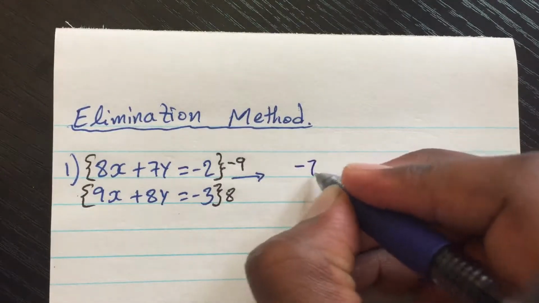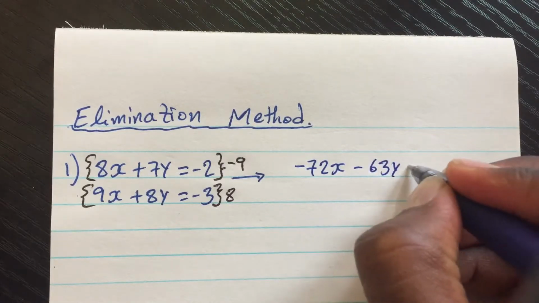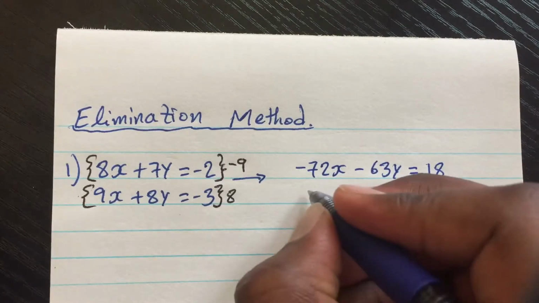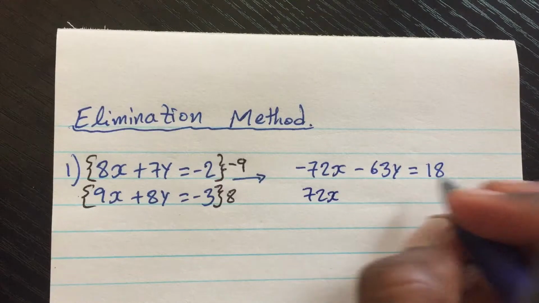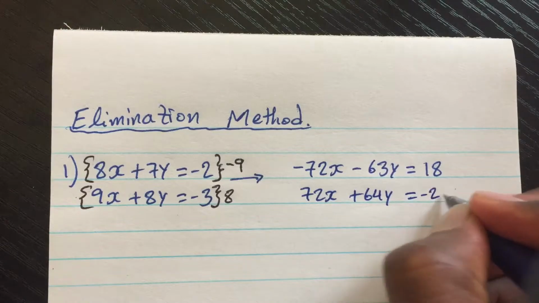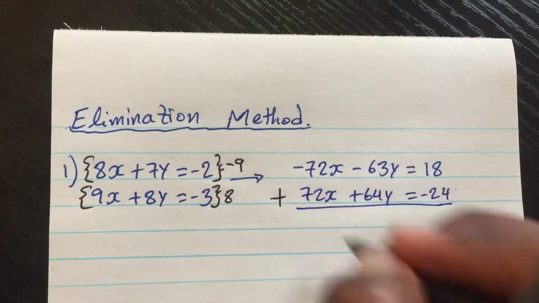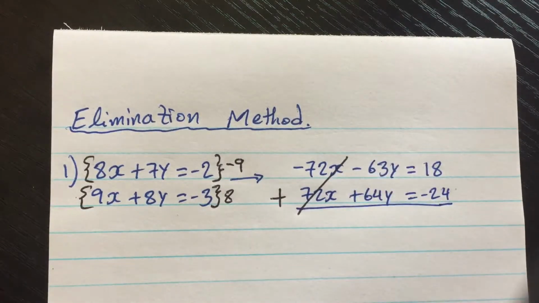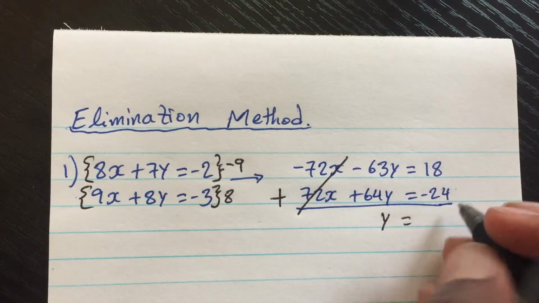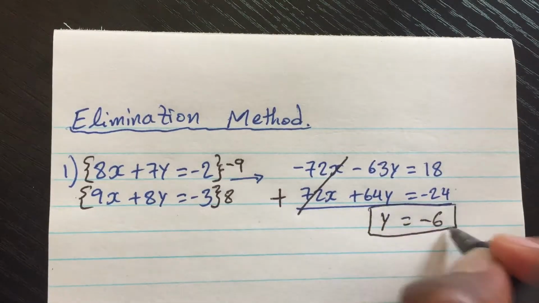So you get -72x minus 63y equals +18. That's the first equation. Second equation, you get 72x plus 64y equals -24. So the step after that would be to just add vertically down. This gets eliminated. Over here you get y equals 18 plus -24, which is -6. So the y solution would be -6.